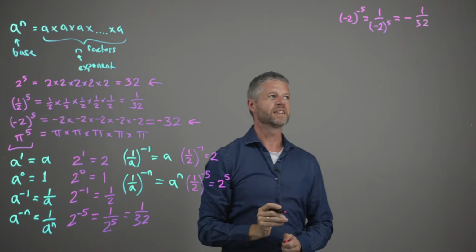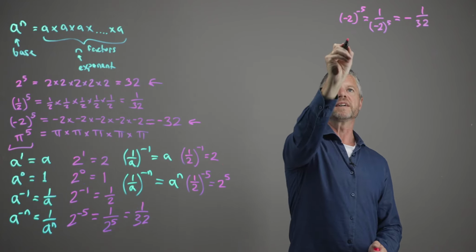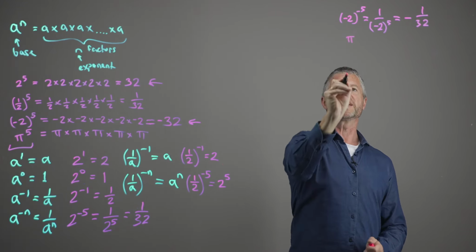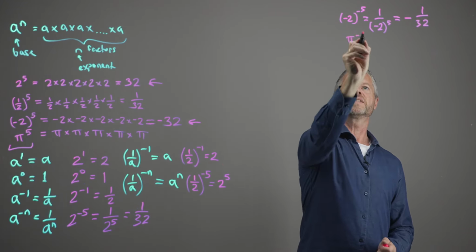And again, the base can be any real number. So it can be an irrational number like pi. So pi to the minus 5. That's going to be 1 over pi to the 5. We can also write this as 1 over pi to the 5, like that.